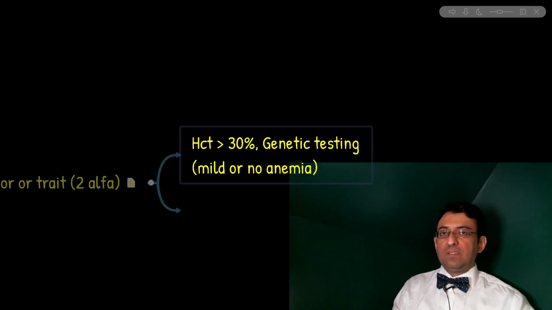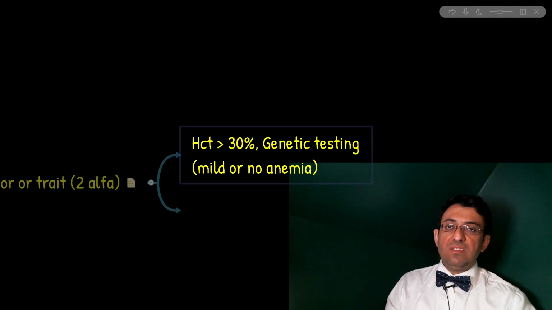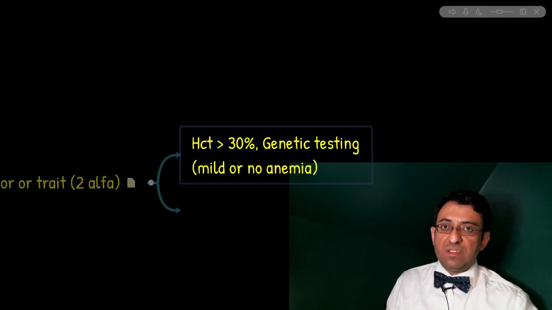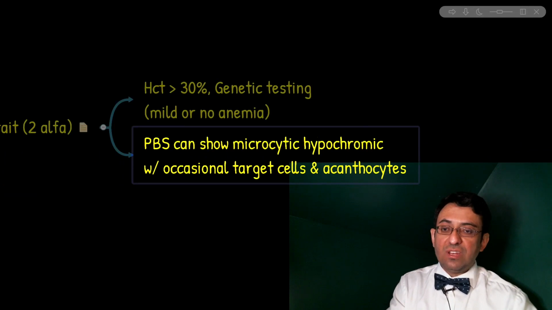So what do you expect again in terms of clinical manifestations and lab findings in alpha thalassemia minor? We have the CBC, RBC indices and serum iron levels indicating thalassemia, while the patient has no anemia. Occasionally it's possible that patients have mild anemia. The hematocrit is more than 30%.